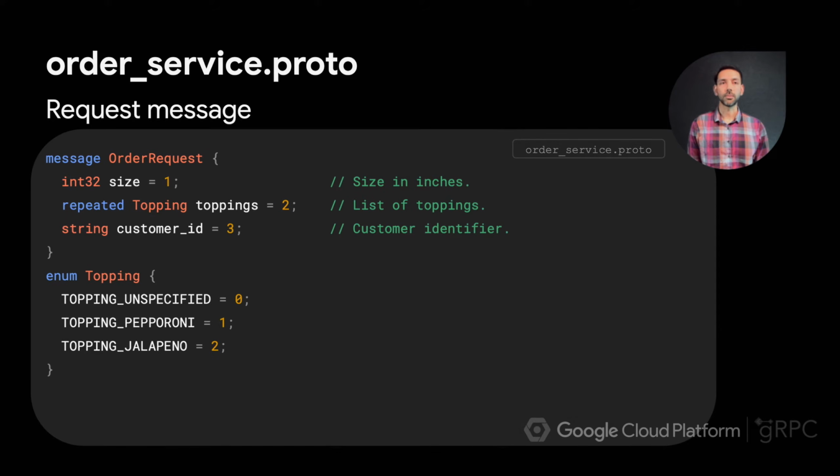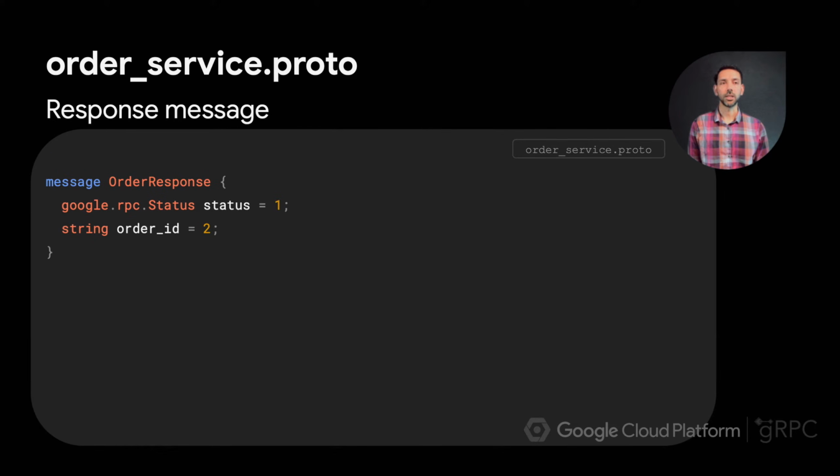The order request message contains fields to describe the order. We've defined fields to represent the size of the pizza, the toppings that go on top of it, and the customer making the order. The order response message contains the status of the order and an ID to subsequently track the order. This is an example of how complex proto messages can be built by composing simpler ones.